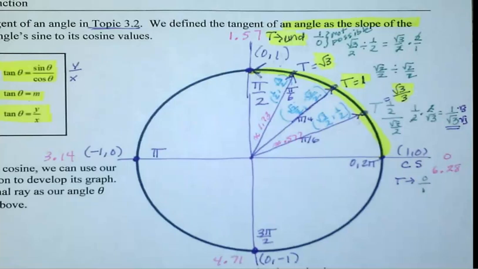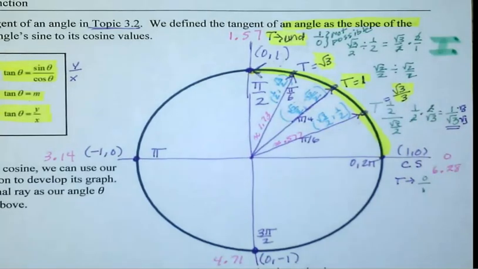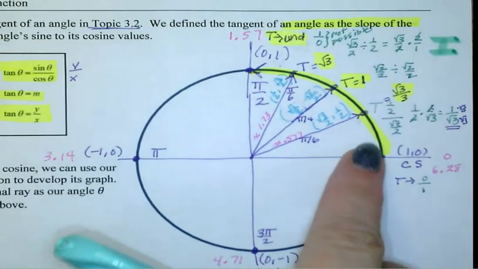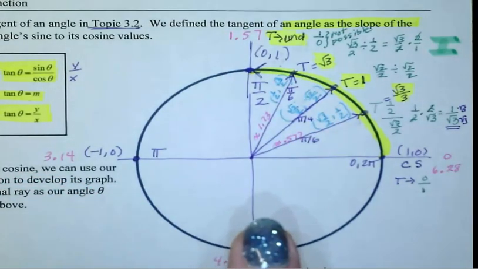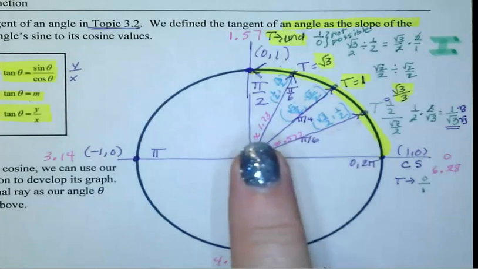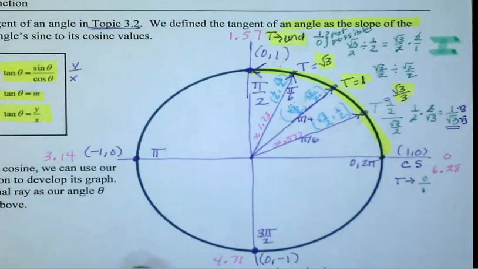So while we could look at any angle in this first quadrant, let's identify our quadrants. So I have quadrant 1. As the tangent values get bigger, as that terminal side moves closer and closer to pi over 2, those tangent values are getting bigger until they reach pi over 2, and then it becomes undefined. So that gives you an idea of the behaviors of tangent in the first quadrant.